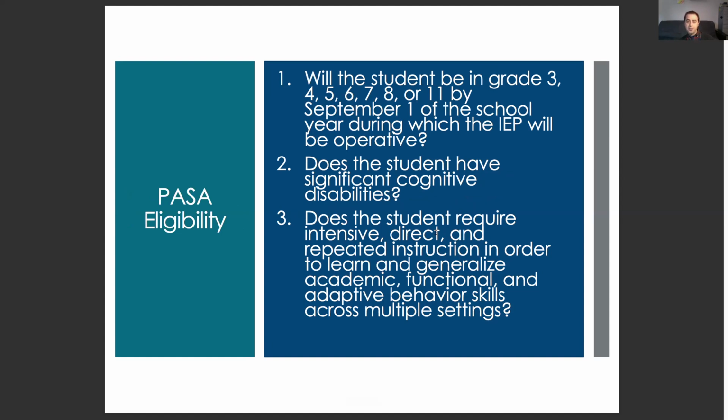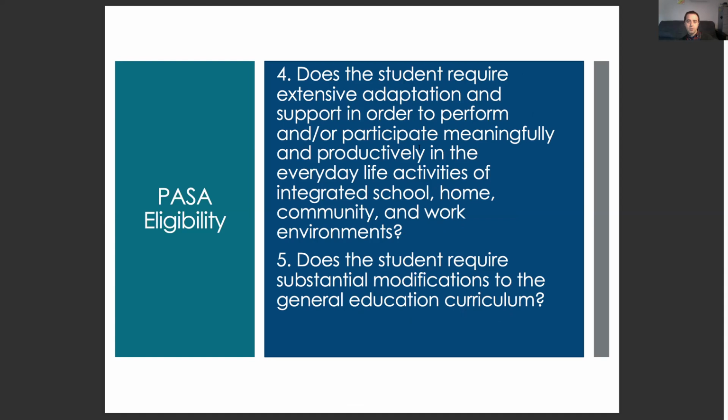Number 3, does the student require intensive, direct, and repeated instruction in order to learn and generalize academic, functional, and adaptive behavior skills across settings? That has to be a yes as well. Question number 4, does the student require extensive adaptation and support in order to perform and participate meaningfully and productively in the everyday life activities integrated for school, home, community, and work environments? We need that to be a yes. Number 5, does the student require substantial modifications to the general education curriculum? Also needs to be a yes.